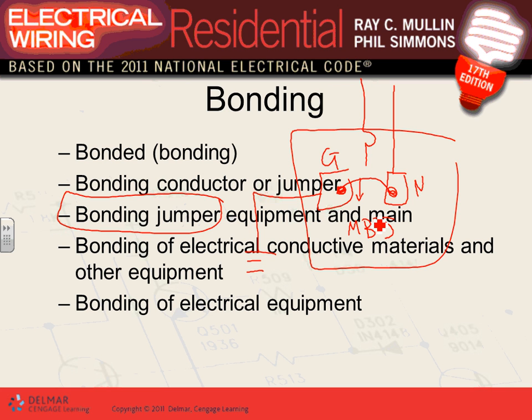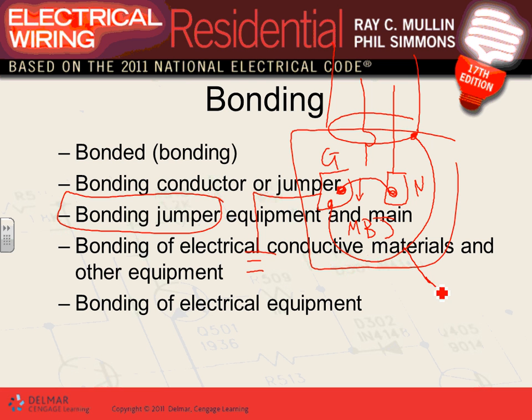Bonding of equipment. Take this. Here's a pipe coming in here, guys. I have a pipe. Can you guys see that pipe coming in here? I take my pipe with a bonding bushing. They call it a bonding bushing. And you tie that pipe here, tie it to the ground bar here with a wire, right?